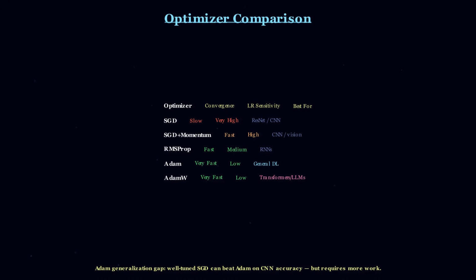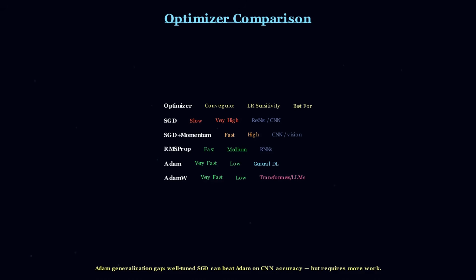Adam typically converges fastest in early training due to both momentum and adaptive rates. Adam can sometimes find a slightly worse final solution than well-tuned SGD. This is the Adam generalization gap. For image classification, carefully tuned SGD with cosine decay can outperform Adam on final test accuracy. But Adam requires far less tuning. For NLP and transformers, Adam and AdamW dominate unconditionally.